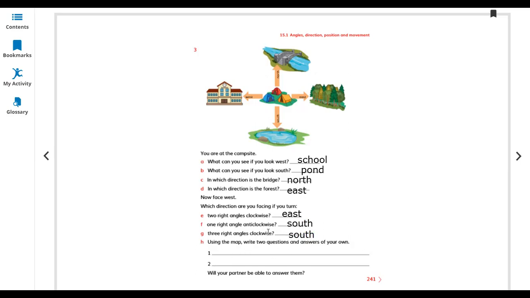Using the map, write two questions. No need for question numbers. Last one. Let's move over to the next page.